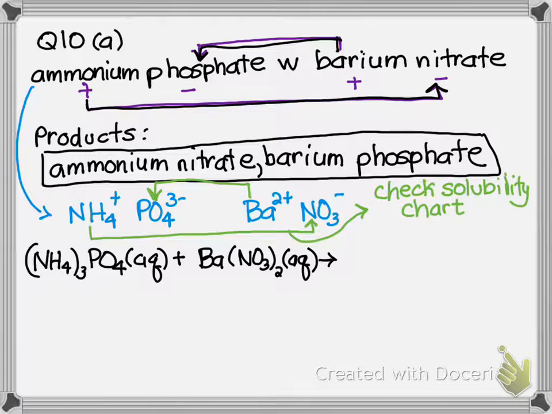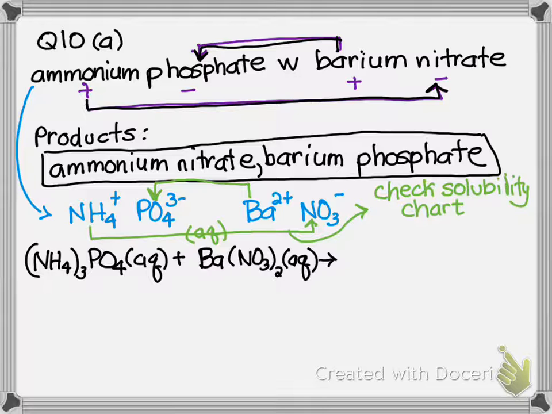So if I check ammonium with nitrate, I see that that is aqueous. So really nothing's happening with ammonium and nitrate. Ionic compounds that are aqueous will remain dissociated in solution. So ammonium and nitrate are just floating around. And then barium and phosphate.